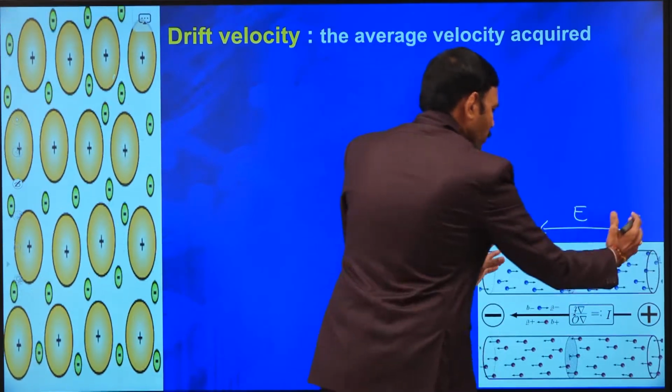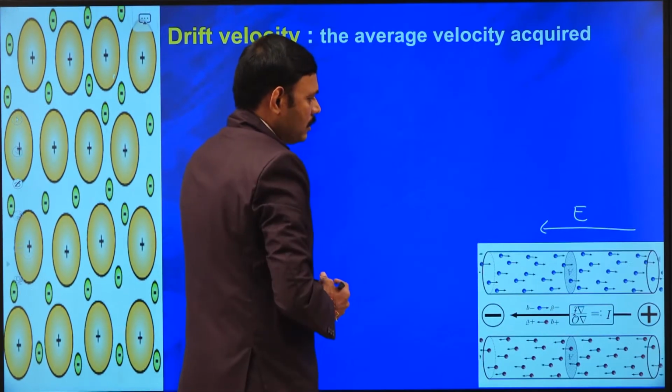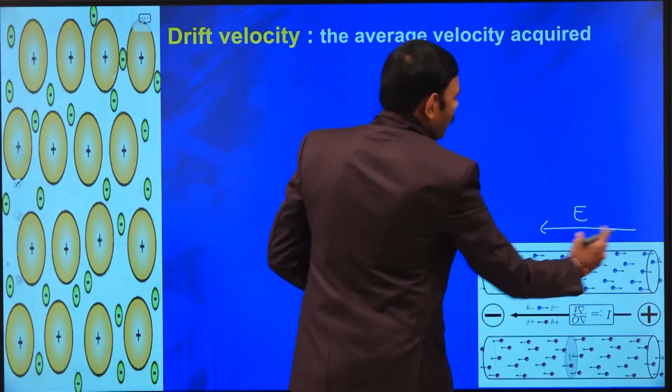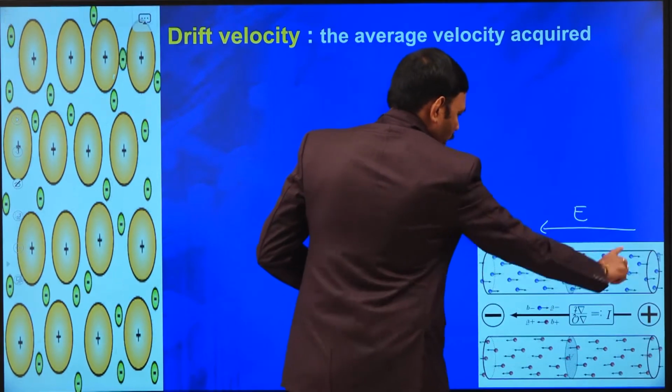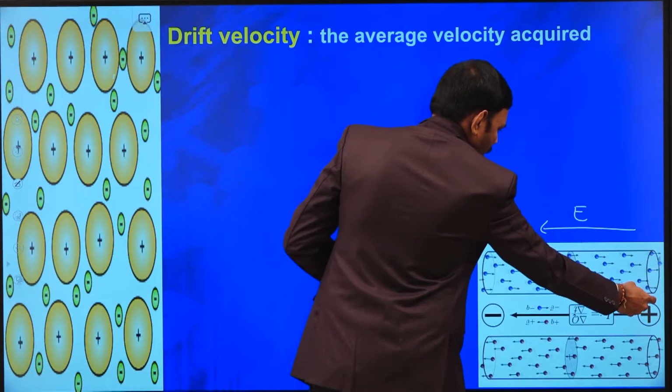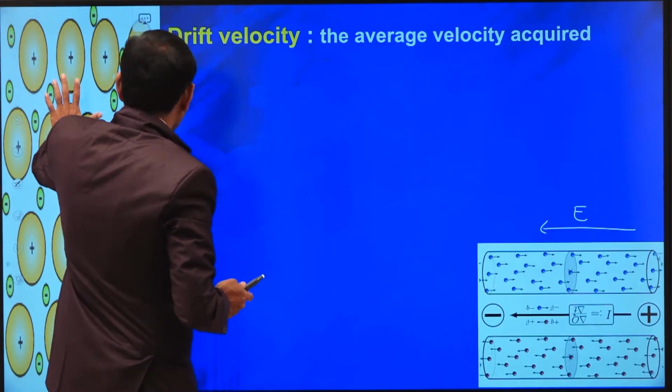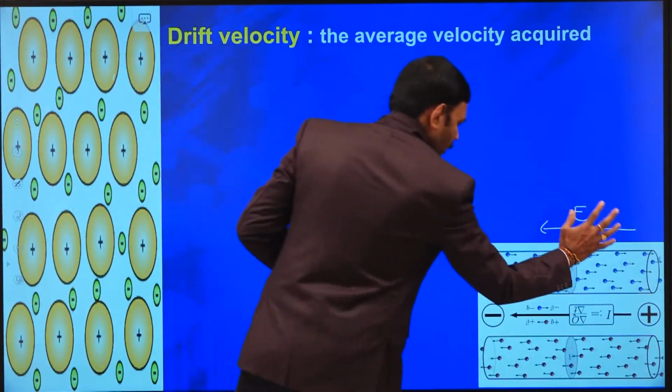Electric field is always from the positive terminal to the negative terminal. So electrons are always attracted towards the positive terminal. That's why they are moving towards the right side. At the right side there is the positive terminal of the battery. Electrons are moving. In the absence of electric field, this is the situation. In the presence of electric field, this is the situation.